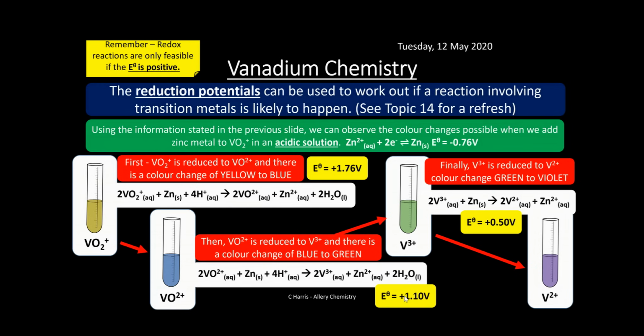So you need to be aware of these colour changes in the transitions, and given the half equations from your redox potential tables, you are expected to construct the full equations like you see here, and be able to calculate the E0 value of them given the figures. So remember the total E0 value is the E0 of the reduction process minus the E0 of the oxidation process.